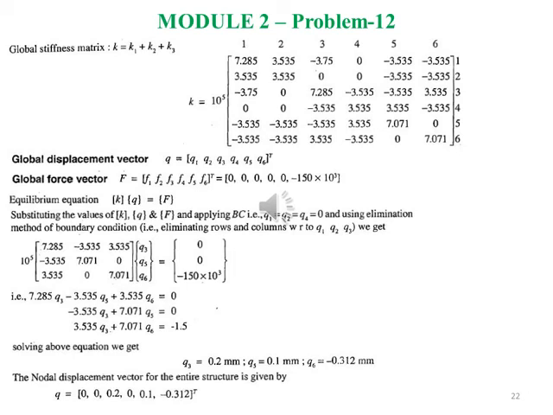By the elimination method, applying the boundary conditions, we eliminate the rows and columns with respect to Q1, Q2 and Q4, and Q3, Q5 and Q6 are kept as they are. So there are three unknowns, Q3, Q5 and Q6, and three equations. Solving this, we get the value of Q3 as 0.2 millimeters, Q5 as 0.1 millimeter and Q6 as minus 0.312 millimeters.